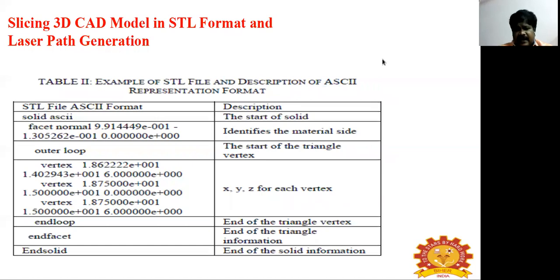At the end of the XYZ for each vertex, the description goes on in the STL file ASCII format. The end of the triangle vertex description, in ASCII format, is the end loop. Then comes the end of the triangle information, which is the end facet, and the end of solid information is the end solid. So these are the examples of the STL file and description of the ASCII representation format. It is most important.